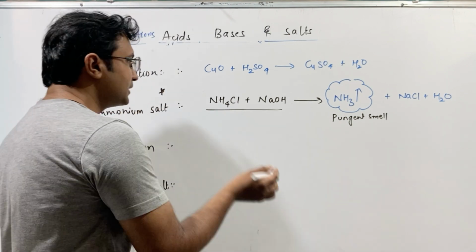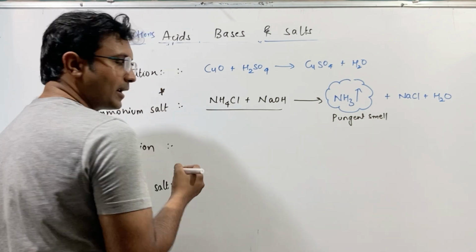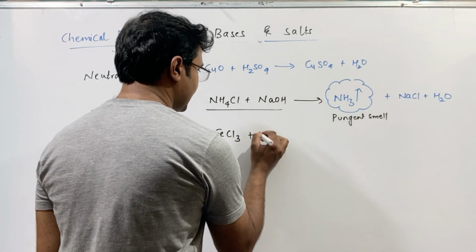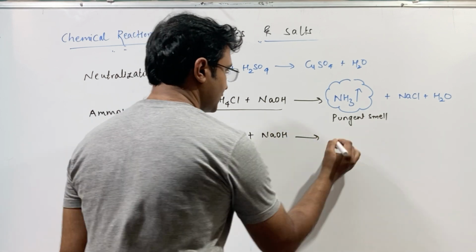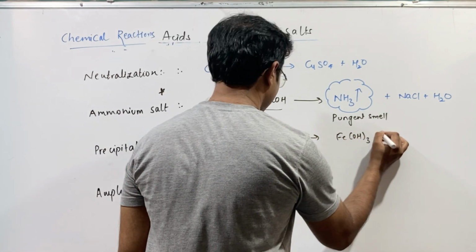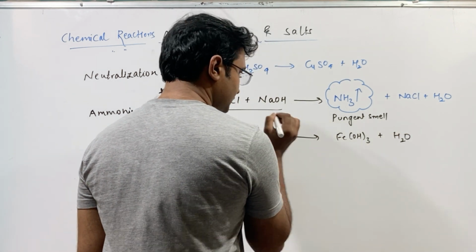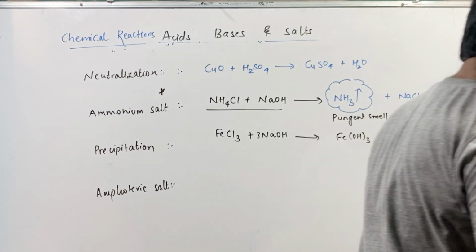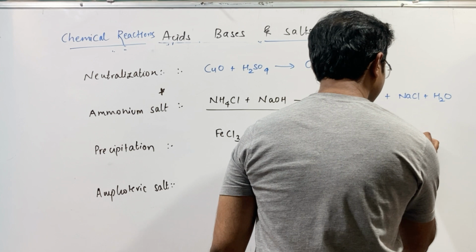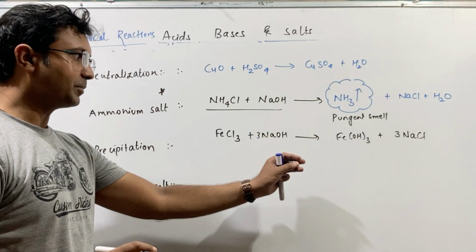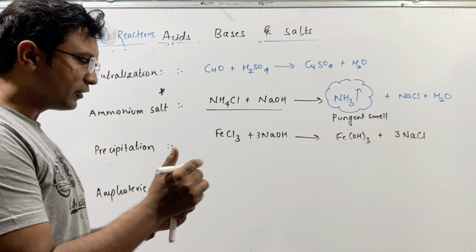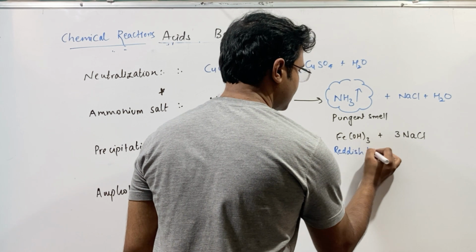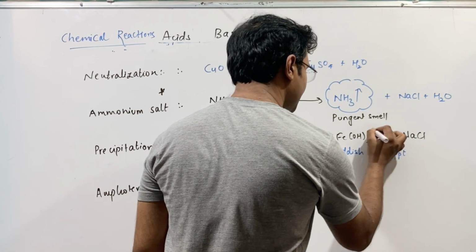Then precipitation reaction. Precipitation reaction is with non-amphoteric salts like FeCl3 you can take. Then with FeCl3 and NaOH, if you react, it forms Fe(OH)3 plus, sorry, not H2O, my mistake. It will form 3 molecules of NaCl. This you have already learned in chapter number 4, that is analytical chemistry. So right now we are not going deep inside it. It will form reddish brown PPT.